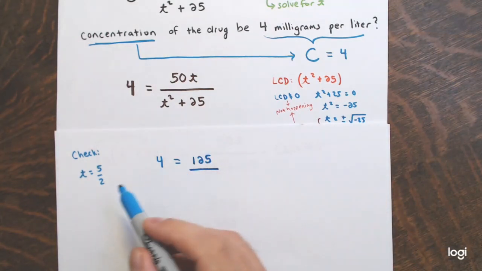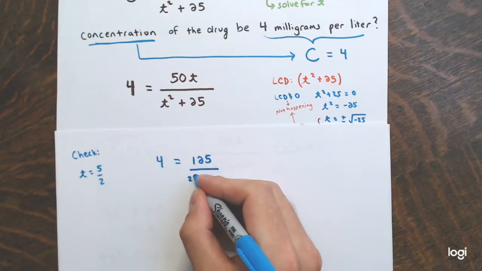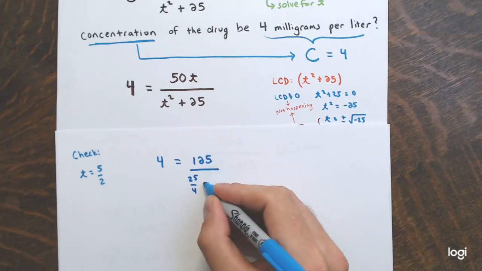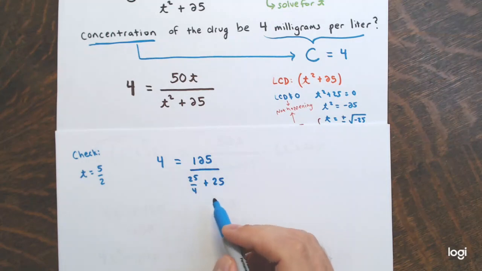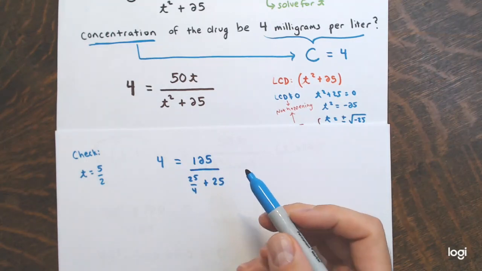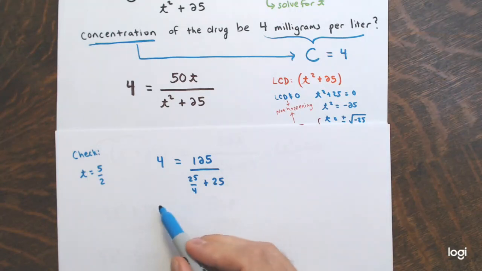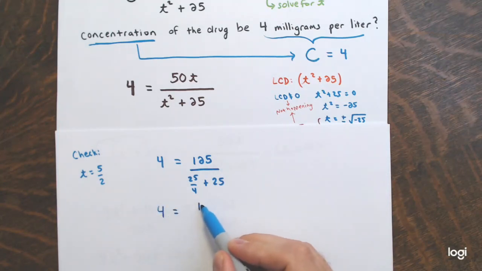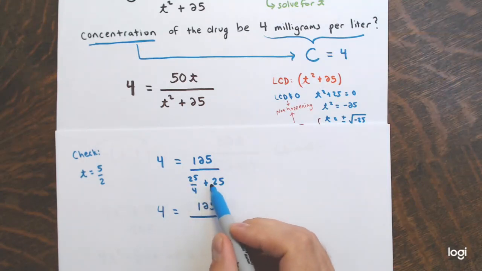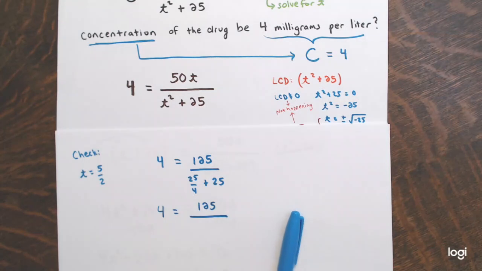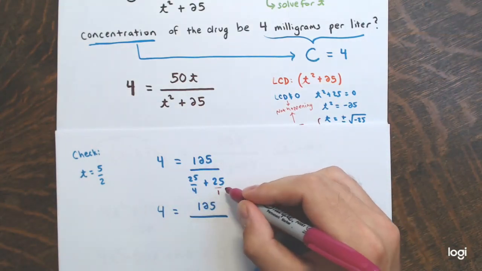And then in the denominator, 5 halves squared would be 5 halves times 5 halves. That's 25 fourths. And then plus 25. All right, and then we have what's called a complex fraction. And I've put up videos simplifying complex fractions if you want to look at that. But this is 4. Then this has a numerator of 125. And then there's the main division bar. And then 25 fourths plus 25. I would multiply this fraction. Think of this as 25 over 1. You can't add these right now. You need a common denominator.